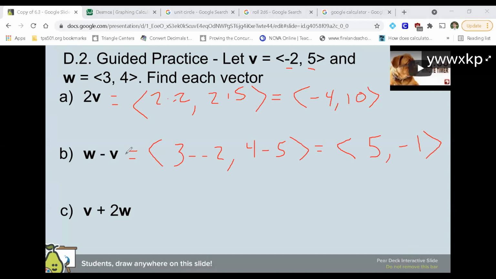Yeah, good job. All right, Anna. What about the third one? How did you approach this one? So you do -2 plus 2 times the 3, and then you got 5 plus 2 times the 4. And if you broke this apart, you could also do that. If you doubled w first and got 6 and 8, and then added them together, that's fine too, it's the same thing. And if you do this, what do we get? -2 plus 6, I believe that's 4, and 5 plus 8, 13.